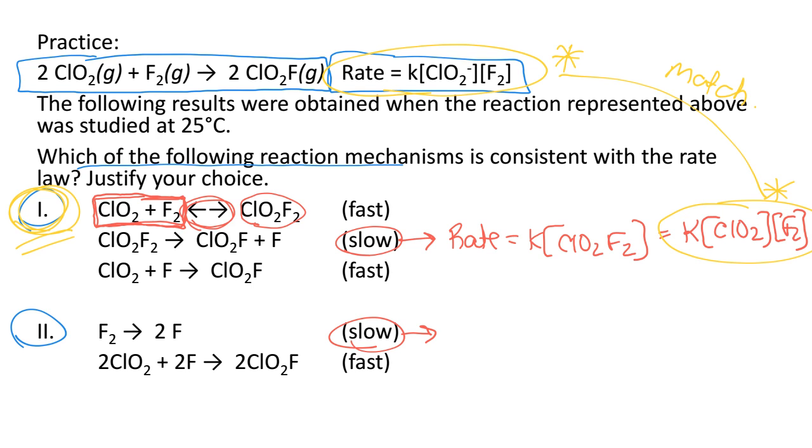Let's confirm that with the rate law from the second set of steps. This rate determining step or slow step would give me rate equals K times F2. And this does not match at all, so that would not be the correct reaction mechanism there.